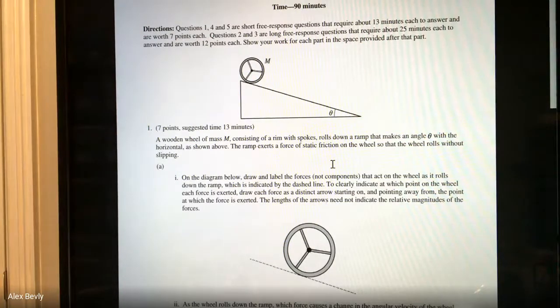All right, so on the diagram below, draw and label the forces, not components, so not x and y components, things like that, that act on the wheel as it rolls down the ramp, which is indicated by the dashed line. Clearly indicate at which point on the wheel each force is exerted. So I need to draw the force starting where the force is acting and pointing away from that force. And the lengths of the arrows need not indicate the relative magnitudes of the forces, so that's good. They're not actually grading you based on how long you draw these.